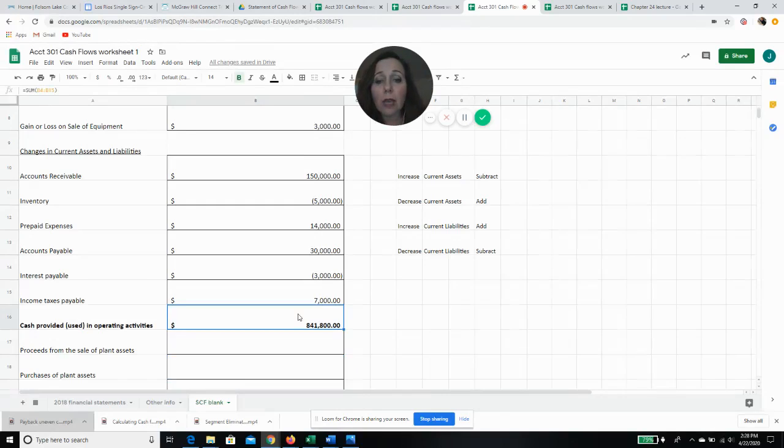So that's a good sign, right? That shows that we have positive operating cash flow. It means that our business is sustaining itself. And that's good news, but that is not the end of the story for our cash flows.